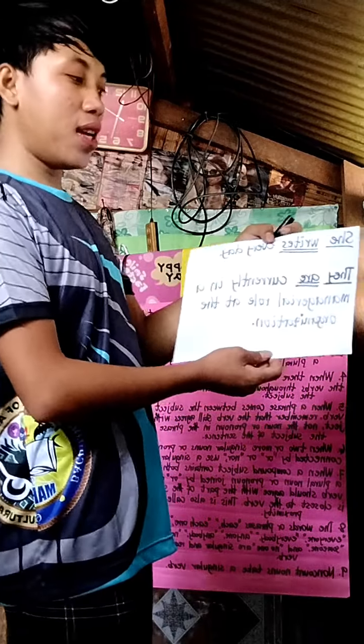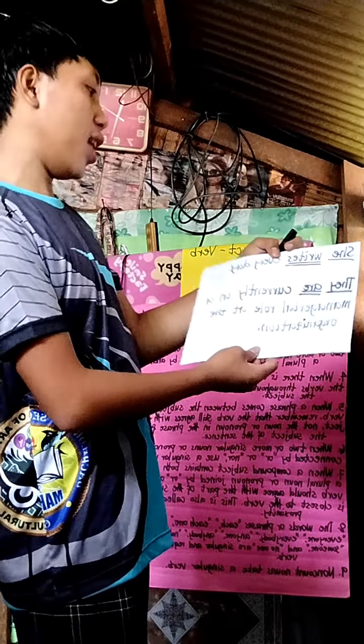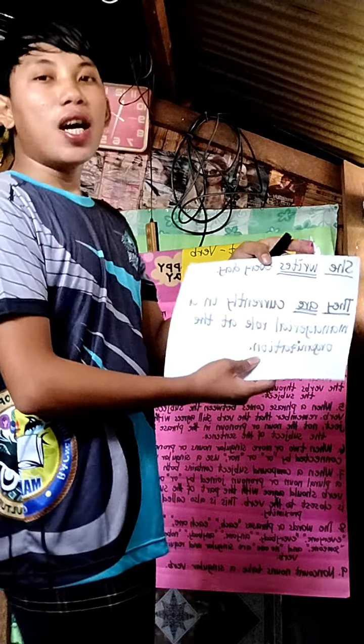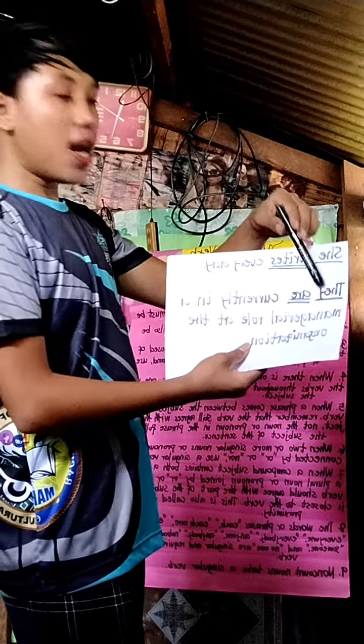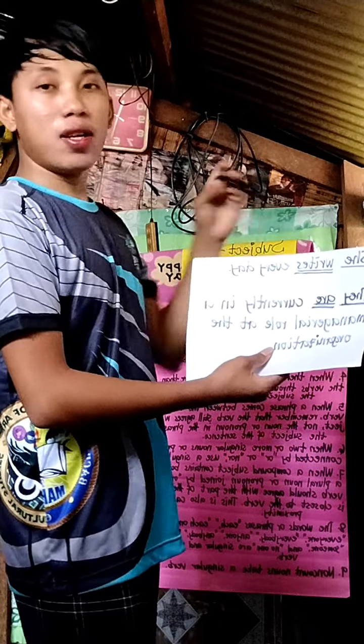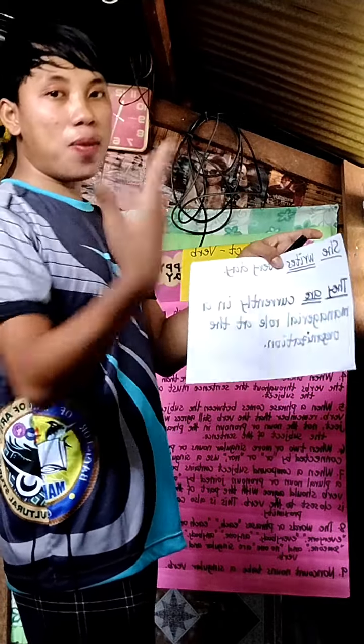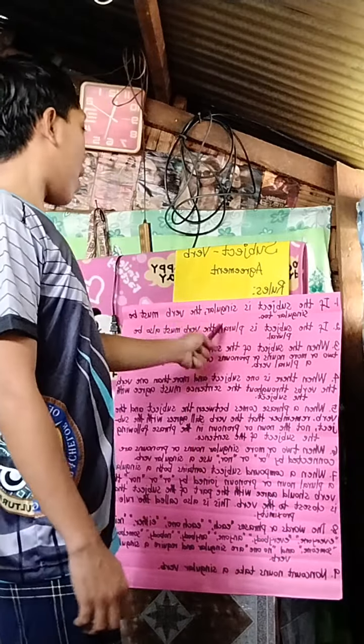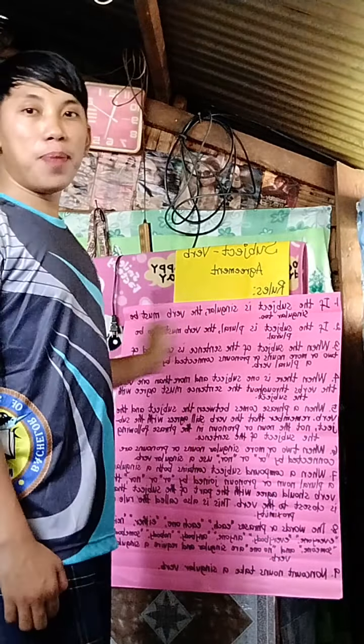The second example is, they are currently in a managerial role at the organization. Our subject is they and our verb is are. They is our plural subject and are is our plural verb.